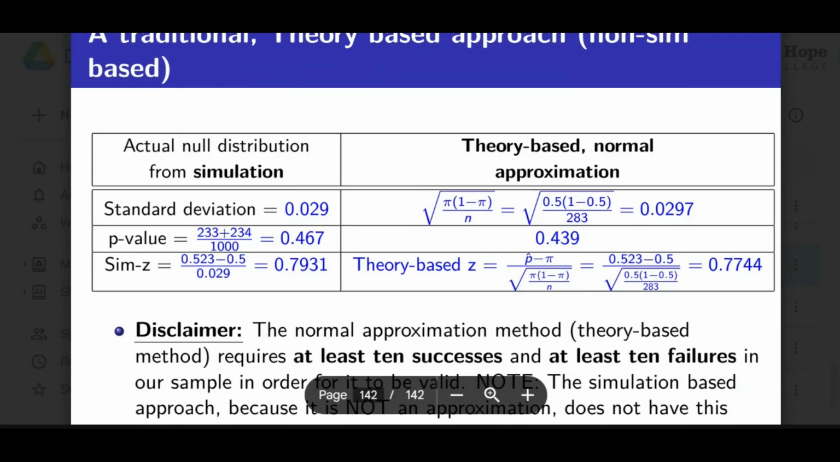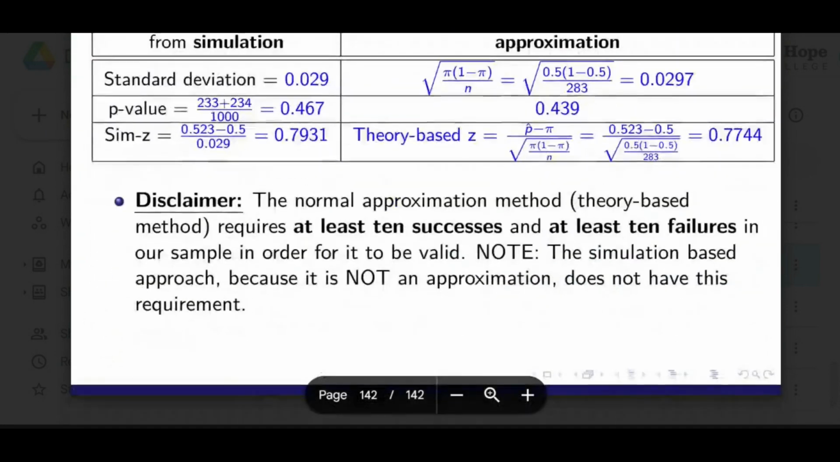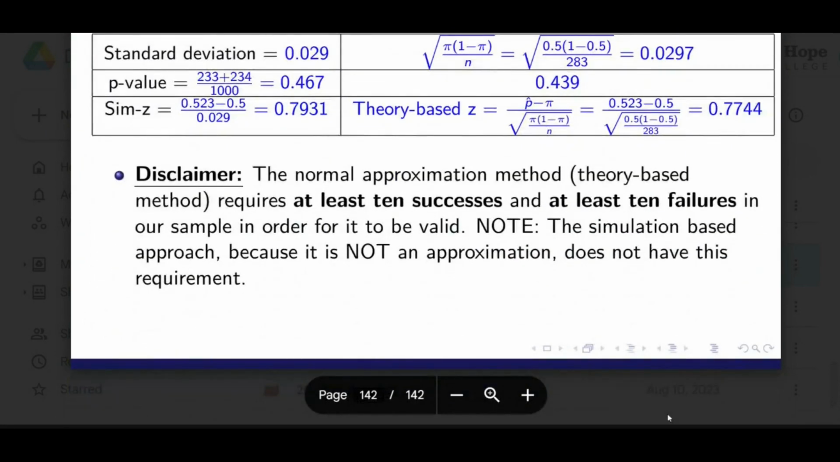So the disclaimer is this. You can use a theory-based method, in other words, they will agree very well. Simulation is always valid, but theory-based method needs something. You need at least 10 successes and 10 failures in our sample. What do I mean by success and failure?